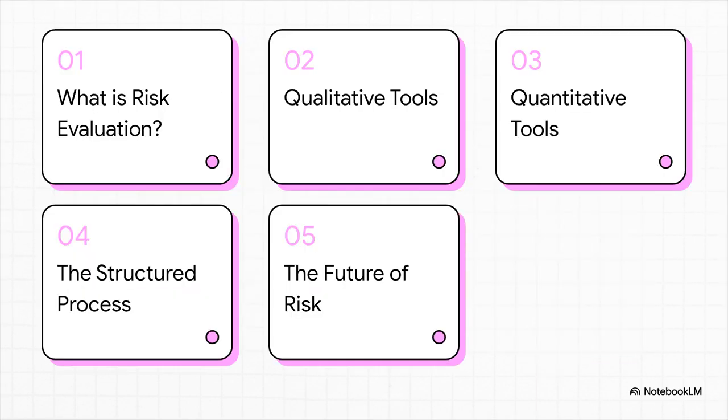So here's what we've got on tap. We'll start with what risk evaluation really means. Then we'll get into the two main types of tools you can use, the qualitative and the quantitative. After that, we'll see how it all fits together in a structured process. And finally, we'll take a peek into the future to see where all this is headed.